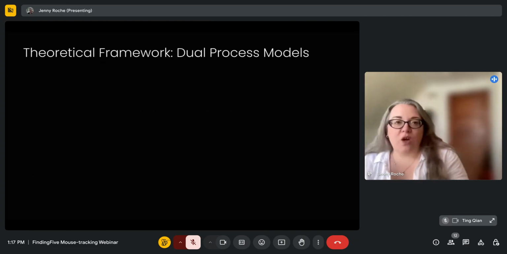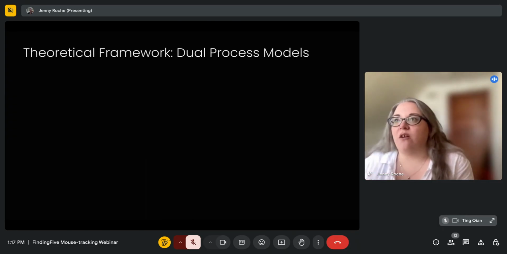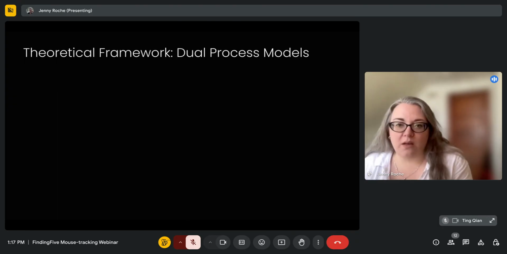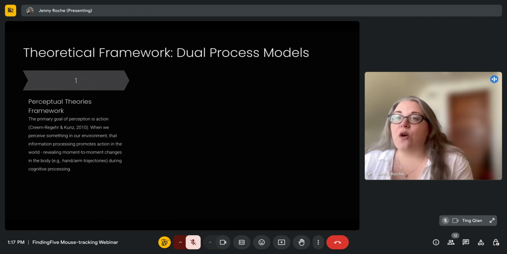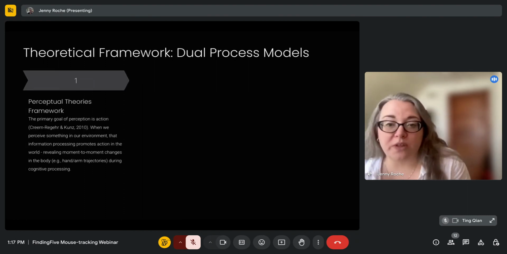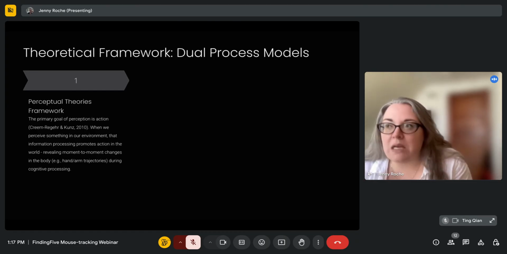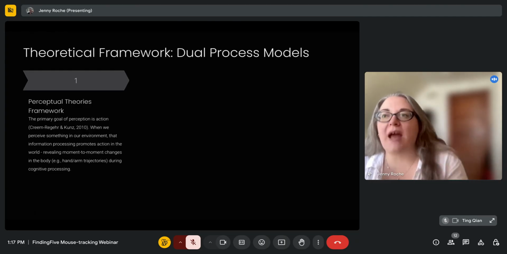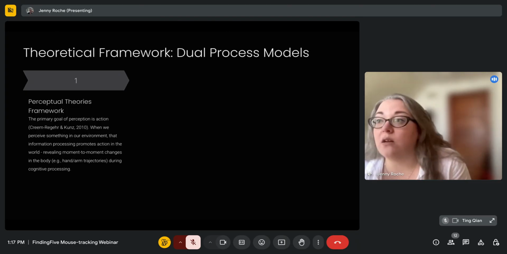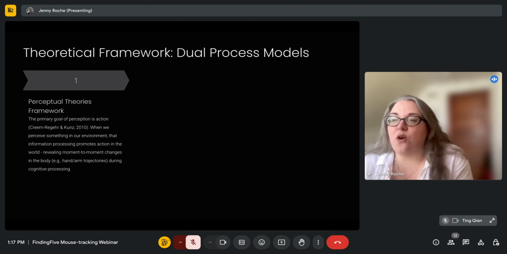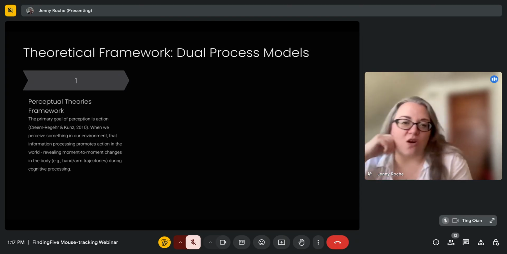Okay, so a little bit more background of the theoretical framework in computer mousetracking is dual process models of information processing. And where we start from is a perceptual theories framework. What that is saying is that the primary goal of perception is action. And when we perceive something in our environment, that information is going to promote action in the world, revealing moment-to-moment changes in our body. And so we see that in how we move our hands and arms in Mousetracking.